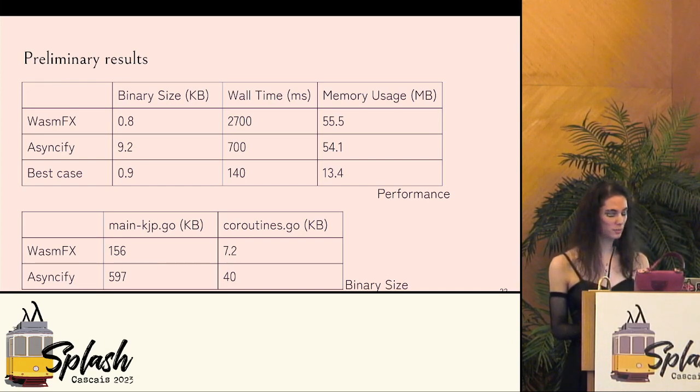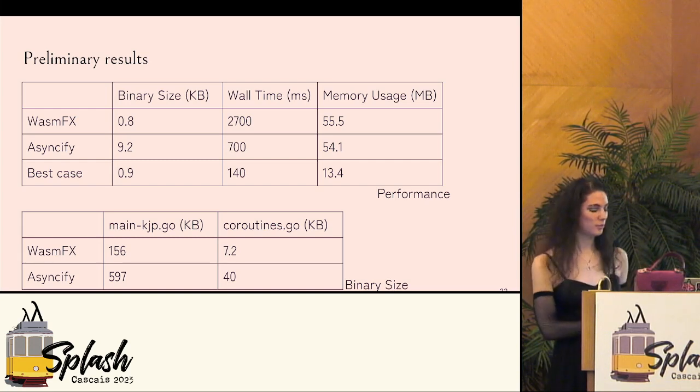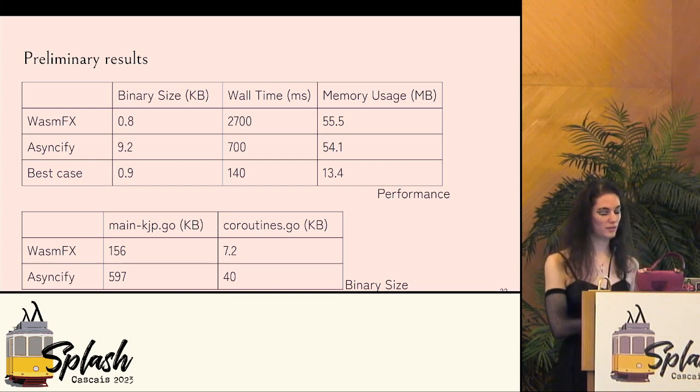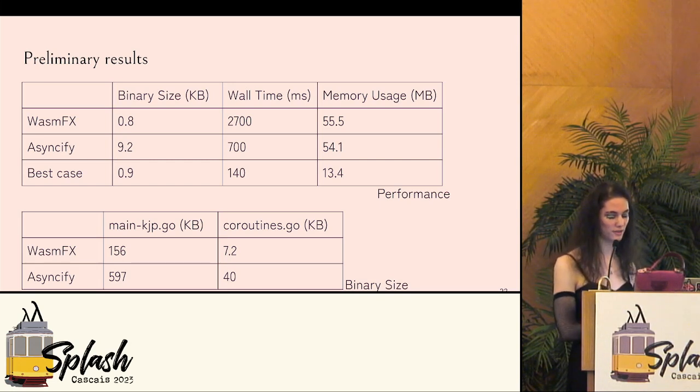So here are our preliminary results. WasmFX performs within an order of magnitude of asyncify on raw task switching throughput. And these are initial numbers. We hope to do more optimization and see that be caught up on. We also see in code size that WasmFX consistently outperforms asyncify. And this best case example is a handwritten version of the control flow.